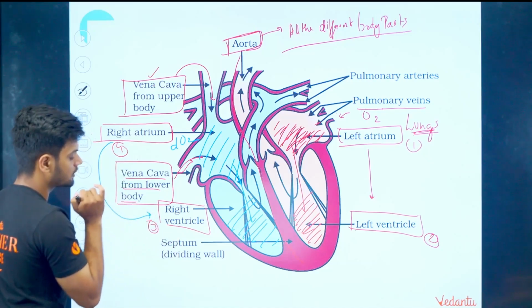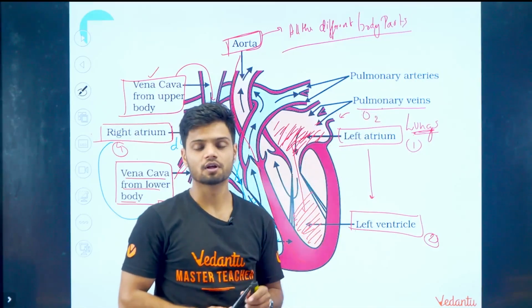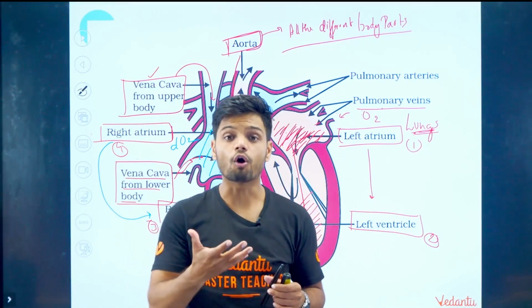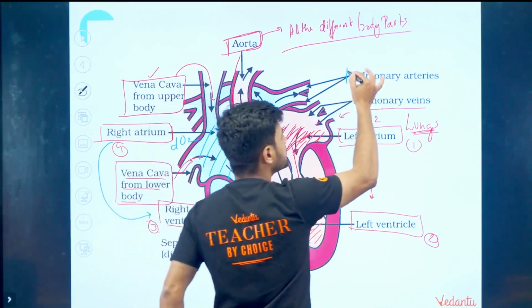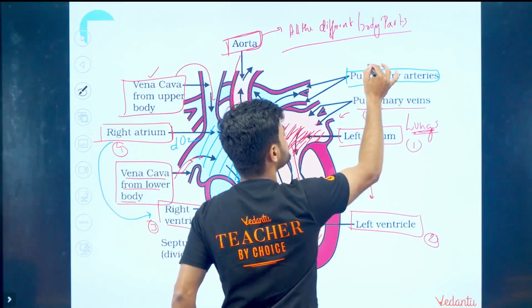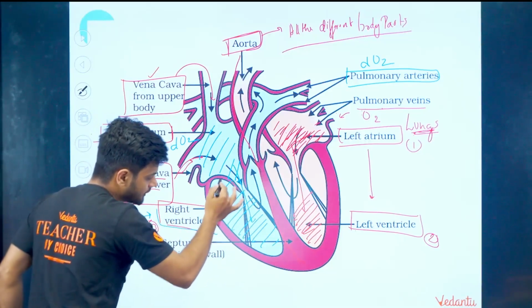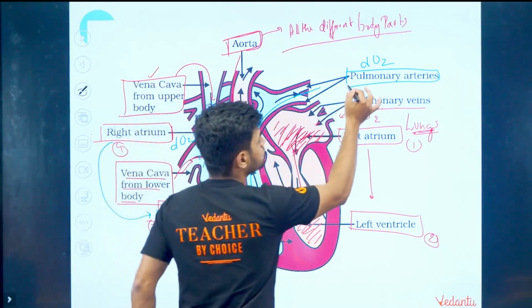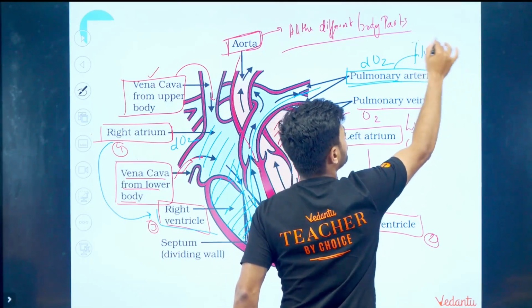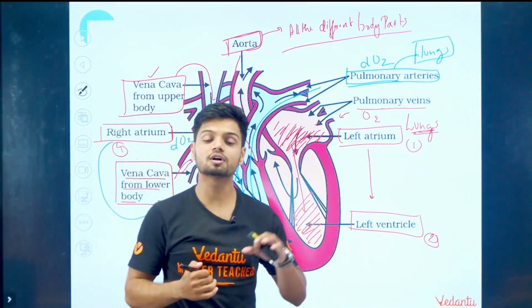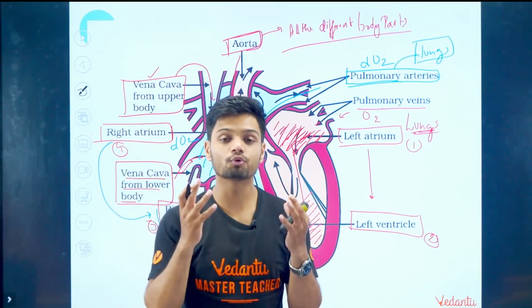to right ventricle. Now again, remember students, all the arteries in the body carry oxygenated blood, but there is one exception. The one exception here is your pulmonary artery. The pulmonary artery carries your deoxygenated blood. So from the right ventricle, the blood is going to the pulmonary artery. From pulmonary artery, it is going to the lungs for purification.